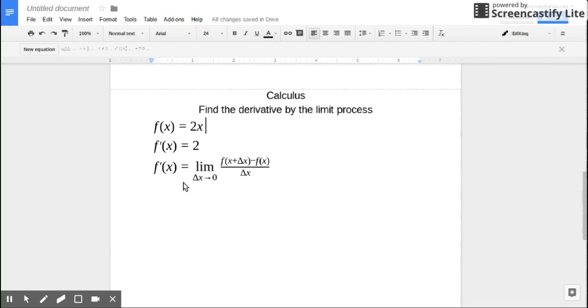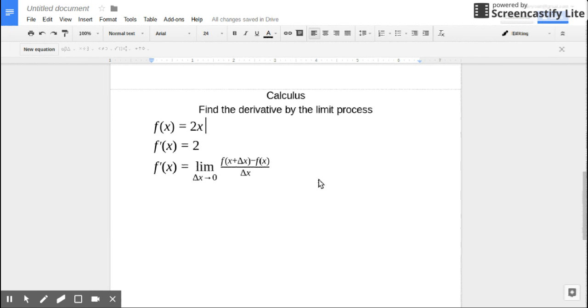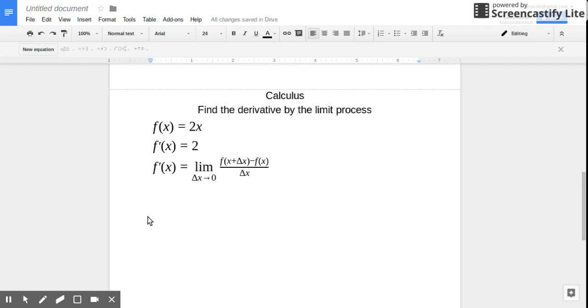All right, in the previous problem we did, we said that the function was 2 times x, and let's get rid of that. And we found the derivative was 2. Maybe you'll see a pattern.